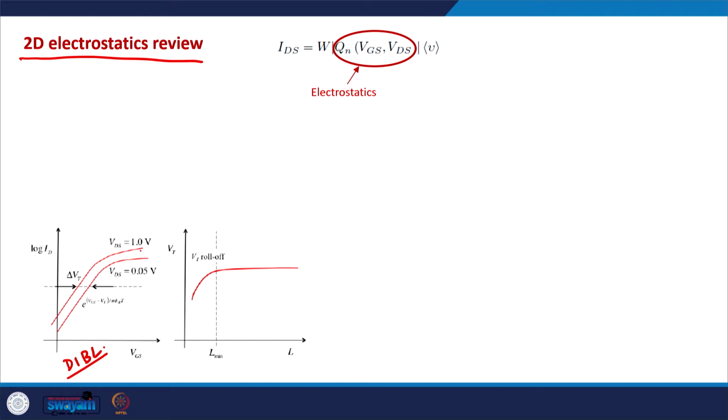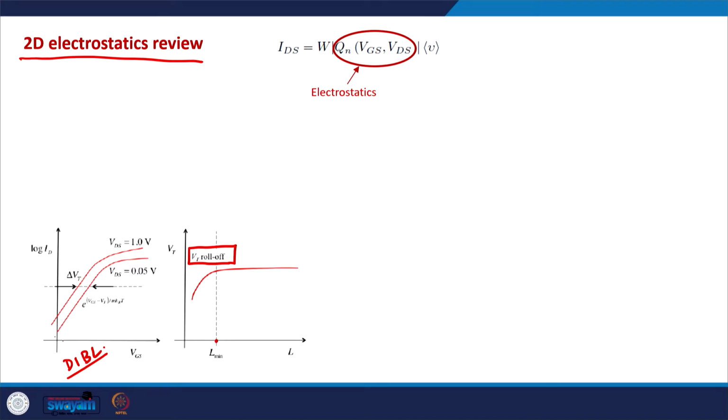Secondly, it has been observed in small channel MOSFETs that the threshold voltage reduces as a function of length. So as the channel length reduces, the threshold voltage also reduces, and this is known as the threshold voltage roll off, which means that the threshold voltage goes down below a certain channel length.